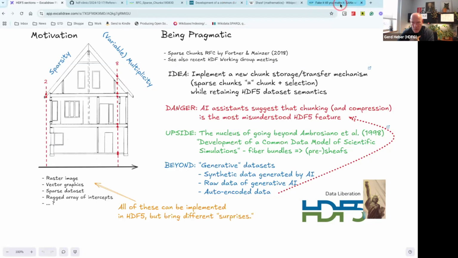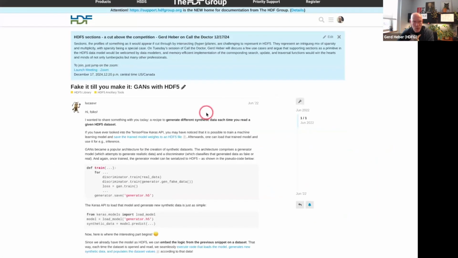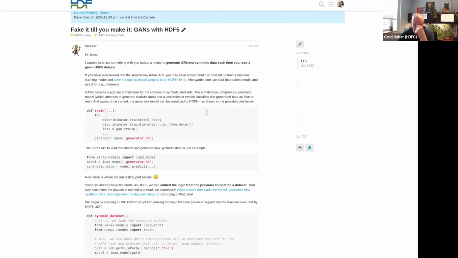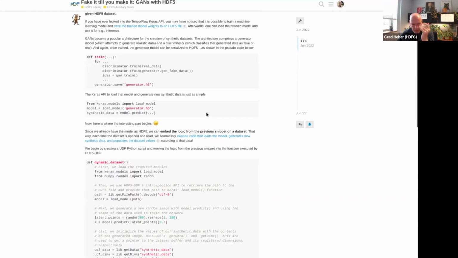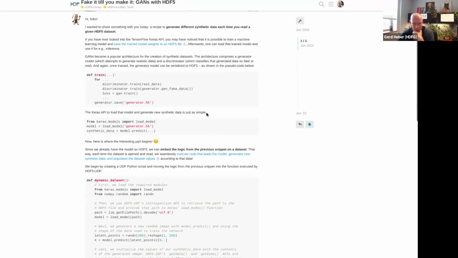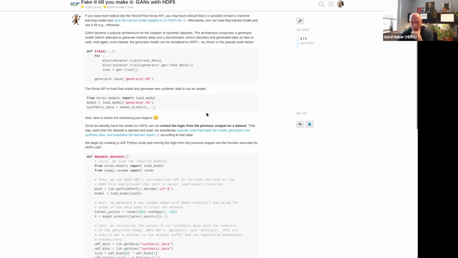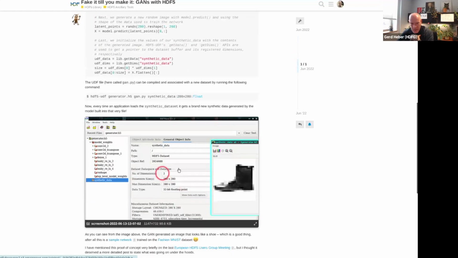And there was actually a forum post a few years ago where Lucas, who at the time implemented these things that he called user-defined functions or computational data sets, I forgot which term he finally settled on, showed how you can use again one of these generative adversarial networks to generate synthetic data on the fly. He has an interesting example here.